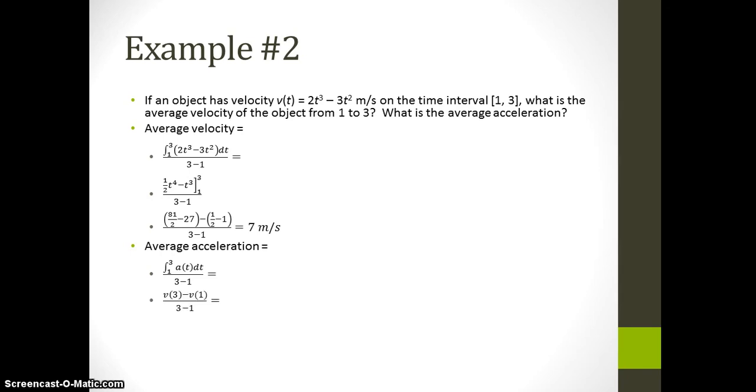And so we can apply our FTC to the velocity function. We get v of 3 minus v of 1 over 3 minus 1. When we plug in 1 and 3 into our velocity function and evaluate, we get 14 meters per second squared. Remember the appropriate units. So you may have noticed that average acceleration is just average rate of change for velocity.